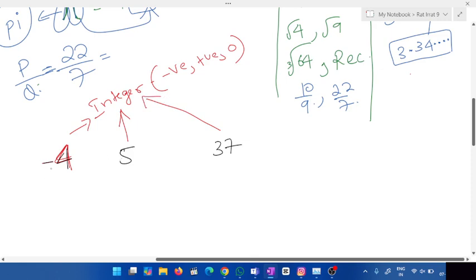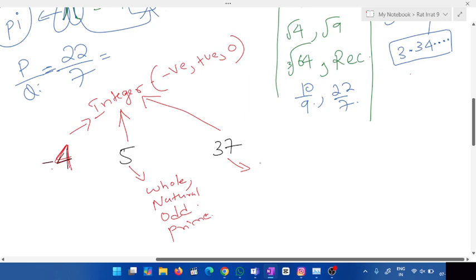Now -4, negative number. 5. Can I call 5 a whole number? Whole number starts from 0, right? Yeah, I can say 5 is a whole number. I can say 5 is a natural number. Is it odd or even? 5 is odd or even? 5 is an odd number. 5 is a prime number.